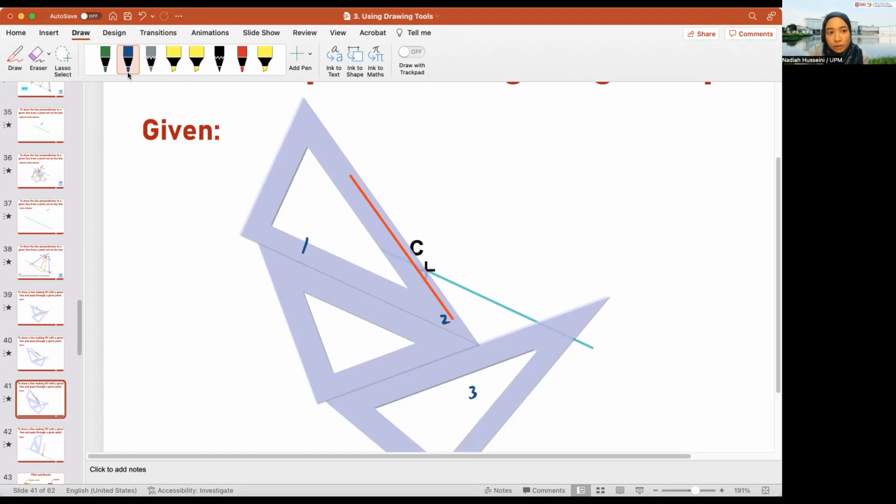Okay, kat sini punya Syuk punya method kan? Dia macam ni tau. Straight line. Okay, 90 degrees kan? So kat sini dah 45. Kat sini dah 30. So tinggal kat sini 15. Tu cara Syuk lah. Ada cara lain tak?